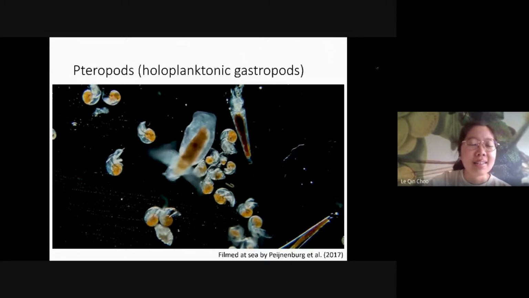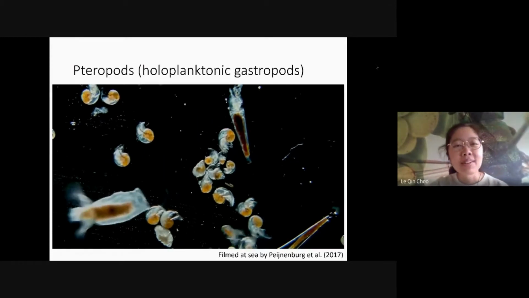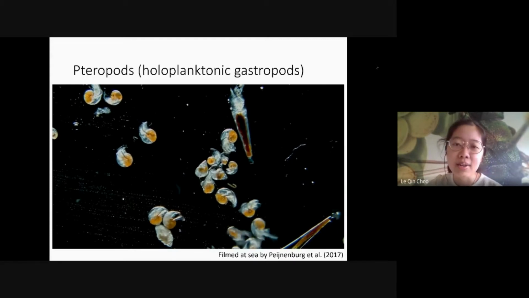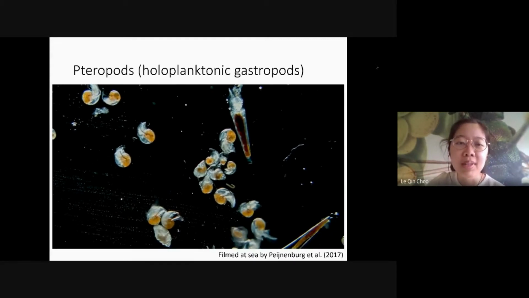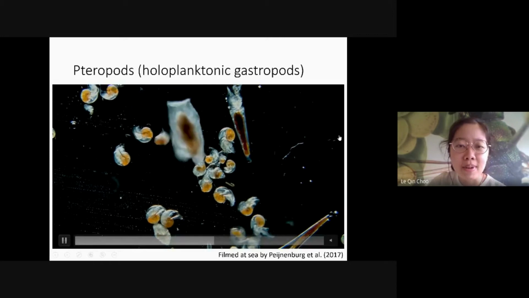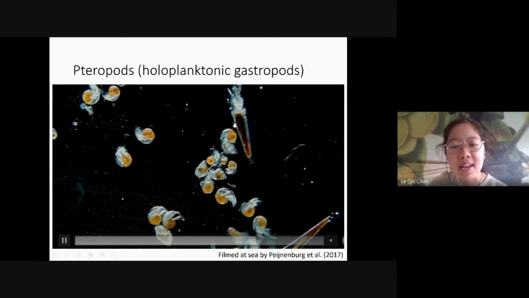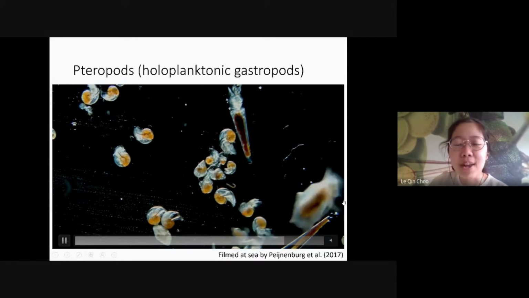We look at this part of the plankton called pteropods, and they're holoplanktonic gastropods, meaning that they're snails which spend their whole lives in the water column. So in this video, you can see some pteropods. They are the uncoiled sea butterflies, some coiled sea butterflies, and a sea angel that's flapping around.